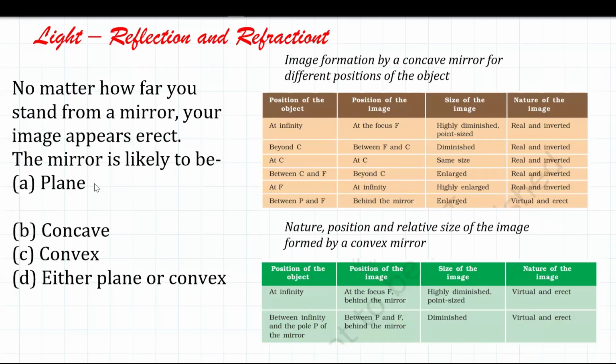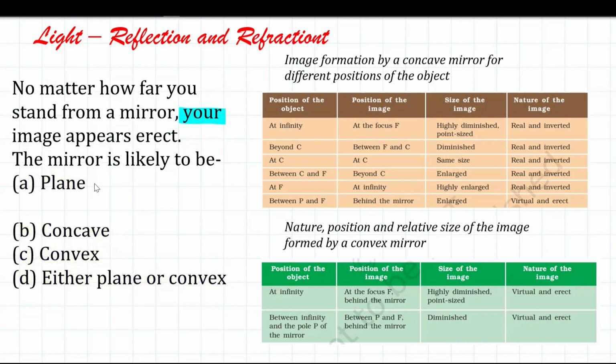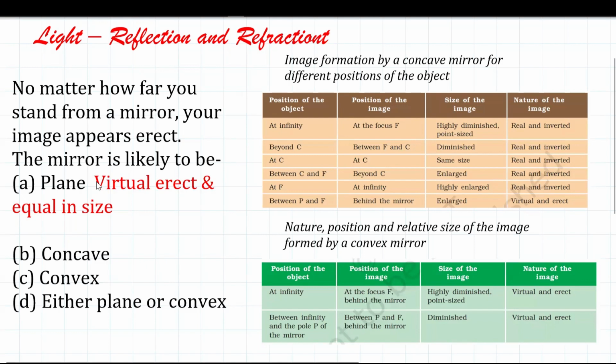The question says that no matter how far you stand from a mirror, irrespective of your position, your image appears erect, and we have to identify the mirror. The options are plane, concave, convex, or either plane or convex. Let's begin with the plane mirror. What we know about a plane mirror is that the image formed is always virtual, always erect, and always equal in size.